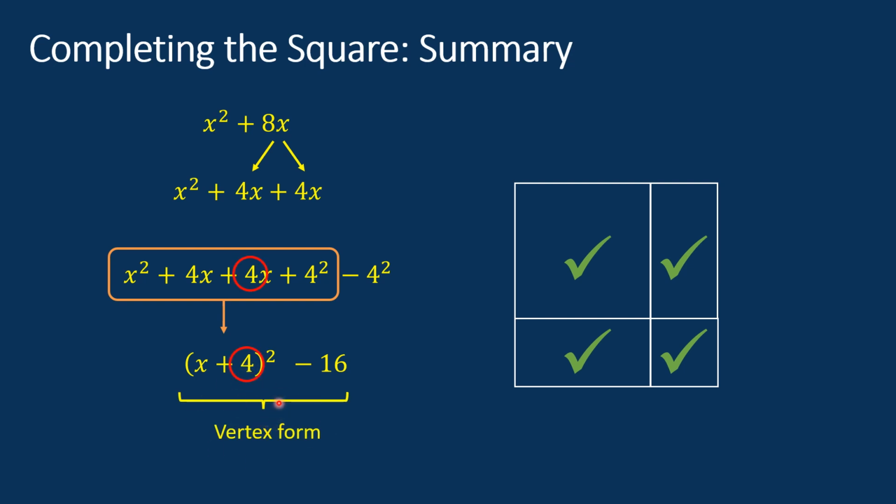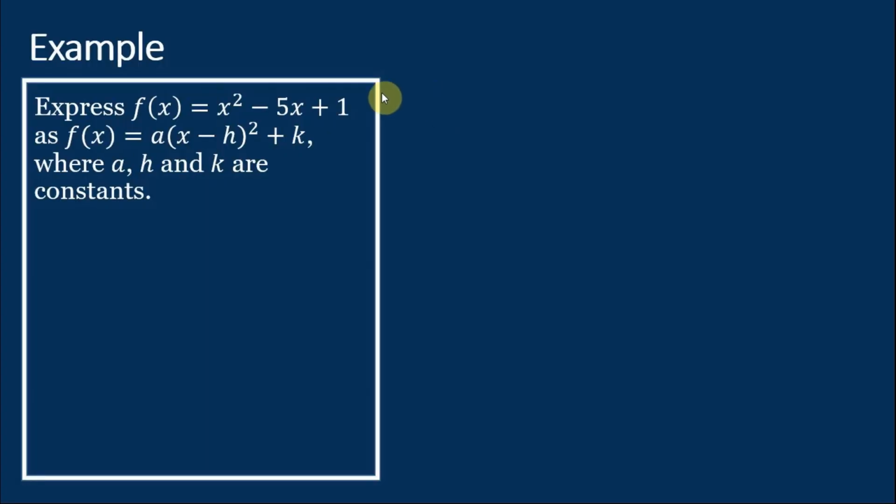Now take note that the constant in the bracket is equal to the coefficient of the 2 x terms before we put them into the bracket. Now let's see this example. Express f(x) equal to x squared minus 5x plus 1 as f(x) equals a times (x minus h) squared plus k.